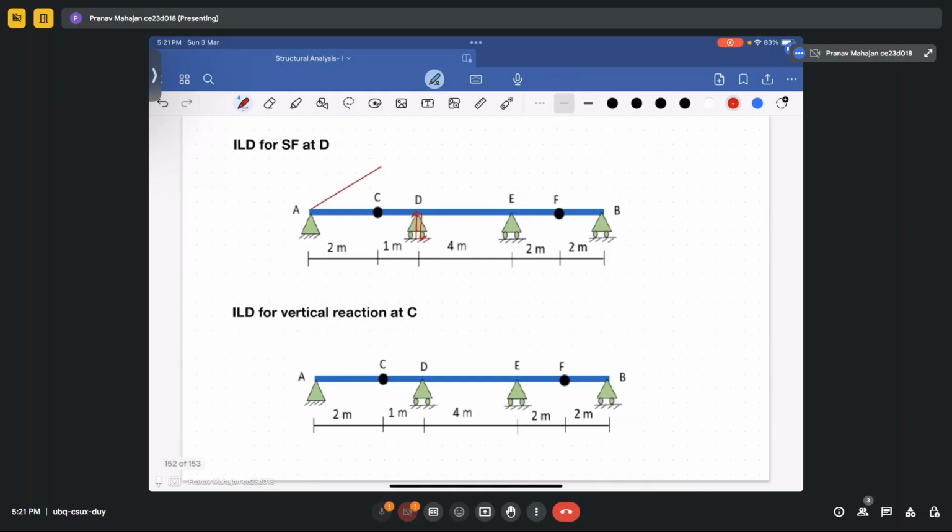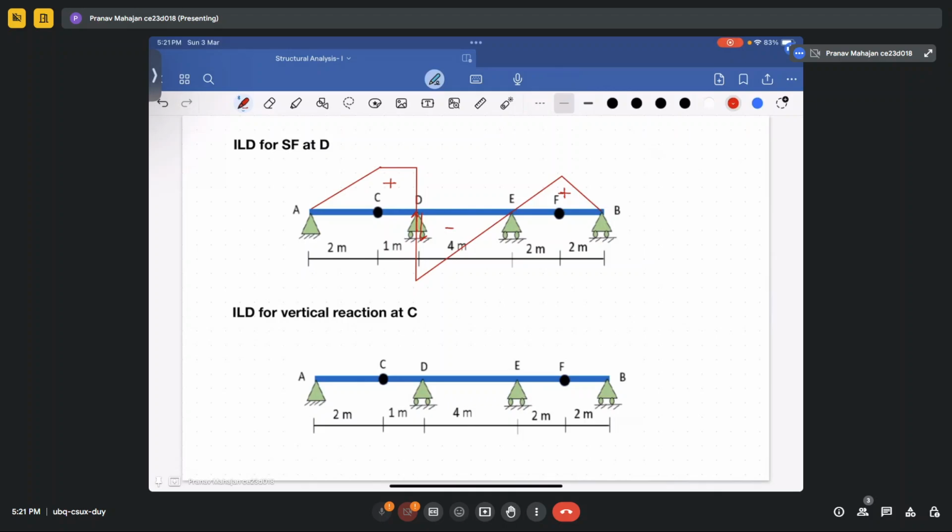Okay. I will erase this and again make it straight. Now this thing will continue here because you have to cut the section, and I will make it like this. Yeah. So this is the shear force diagram. No, this is not the shear force diagram. This is the influence line diagram for the shear force at point D.